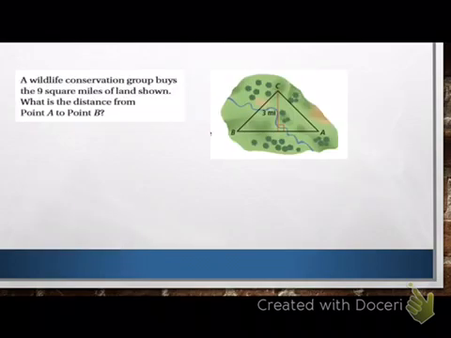All right, we're going to try one more thing. This one was more like a story problem. It says a wildlife conservation group buys the 9 square miles of land shown. What is the distance from point A to B?